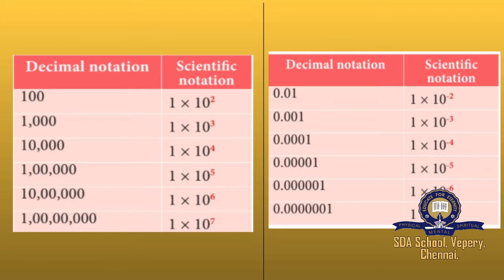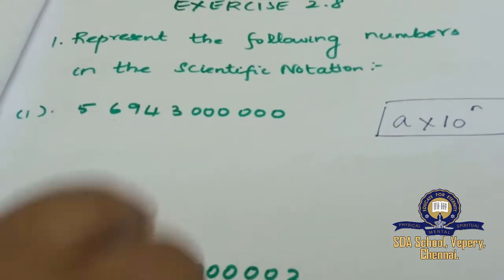Now here comes the case with decimal numbers. How do you represent them in scientific notation? For example, if it is 0.01, you will represent it as 1 into 10 power minus 2. We basically have to count the number of digits after the decimal point. There are 2 digits, so you put minus 2. Next, 0.001, there are 3 digits, so you will write 1 into 10 power minus 3. Likewise, if there are 4 digits, you will write minus 4. Minus you have to write if there is a decimal point. In case there is no decimal point, then you have to write plus only in the power. Get it, students?